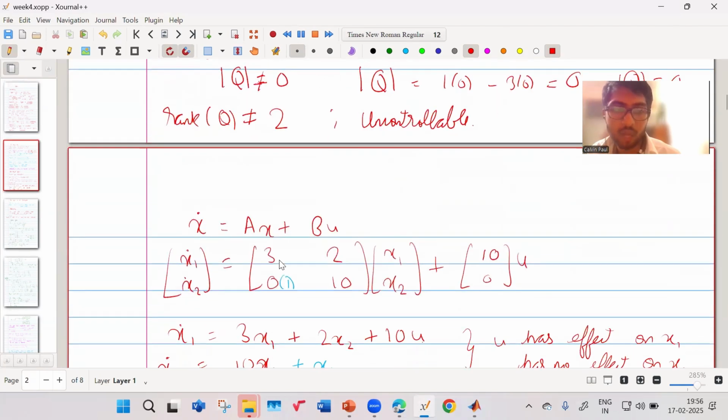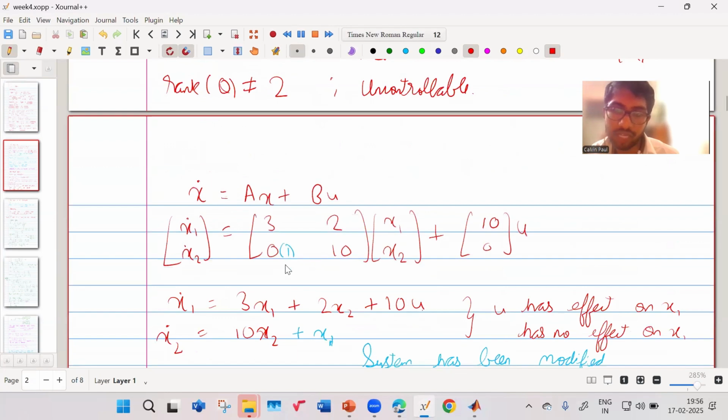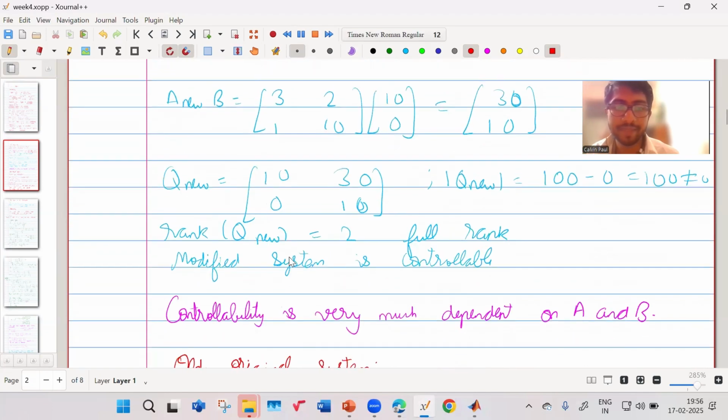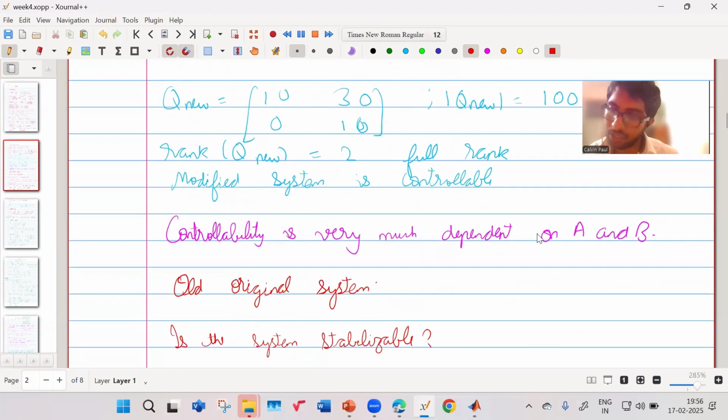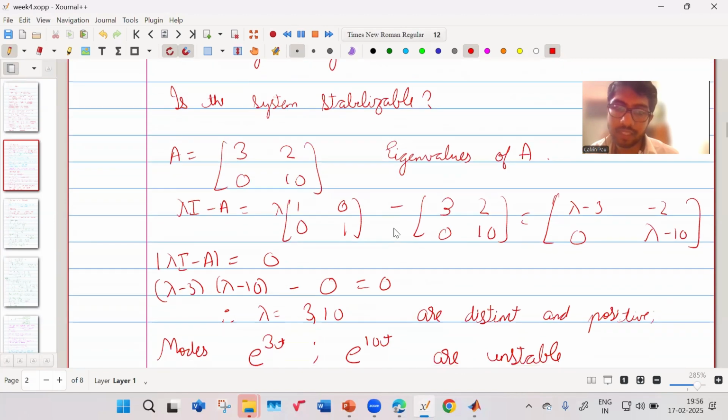Then how controllability depends on the value of A and B. Okay, it depends. If you modify the system, controllability can change. Controllability is very much dependent on A and B. And if an uncontrollable mode or uncontrollable state is stable, then you can say that the system is stabilizable.